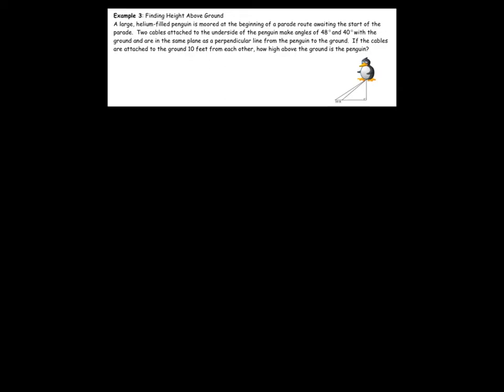All right, example 3. So we've got a penguin that is connected to the ground using two cables, and the cables look like they form two different angles, 48 degrees and 40 degrees with the ground, and the cables are attached to the ground. They are 10 feet from each other. So let's see if we can blow this triangle up a little bit so that we can work with it a little bit more. All right, so this distance is 10 feet.